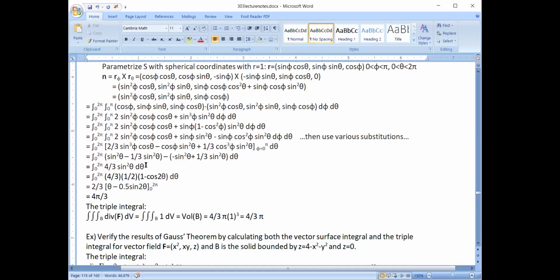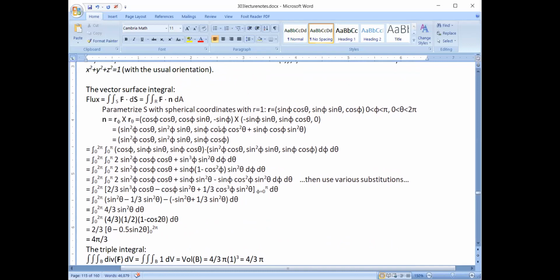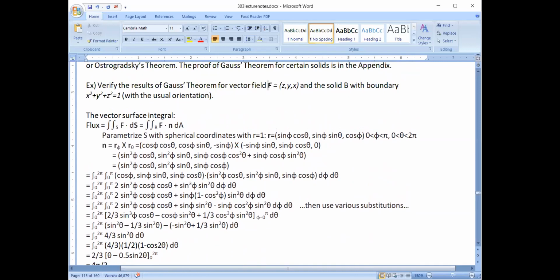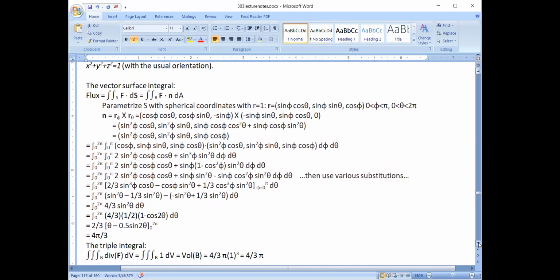Okay. So it's the triple integral over the three-dimensional solid B of the divergence of f dV. So first we need to calculate the divergence of f. So let's go back and remember what f is. So f was this right here. So the divergence of that is, well, d/dx of z is 0, d/dy of y is 1, and d/dz of x is 0. So 0 plus 1 plus 0, the divergence is just 1.